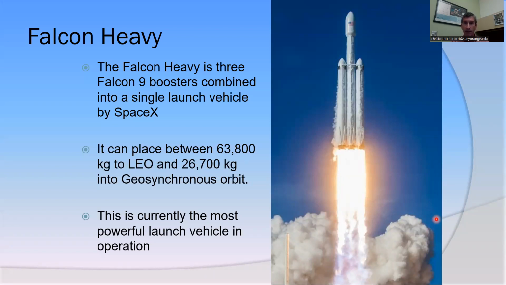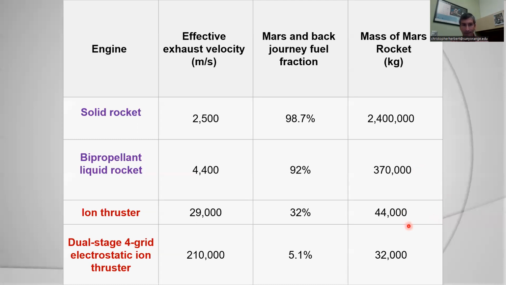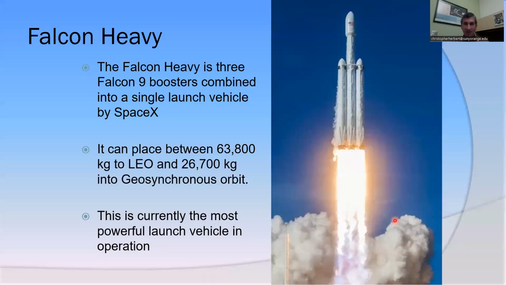Just looking at the different platforms that we have right now, the most powerful platform that we have to put rockets in orbit is the reusable Falcon Heavy. It can place about 63, about 64,000 kilograms in low Earth orbit. That's not going to work with our Mars rocket at all. But we could conceivably place a human rocket in orbit with this platform.